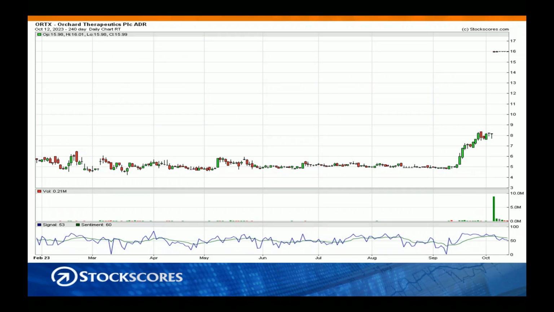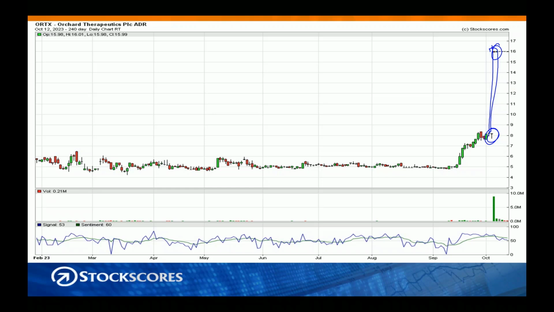What you see here on screen is a stock that had a big price gap about a week ago. So by price gap, I mean right here. One day it was trading at about $8, and the next day it was trading at $16. Well, the reason that happened was it was announced by this company, Orchard Therapeutics, that they were being bought by a Japanese pharmaceutical company for $16 a share. And so instantly, overnight, the stock jumped up from around $8 to $16 when the news came out.